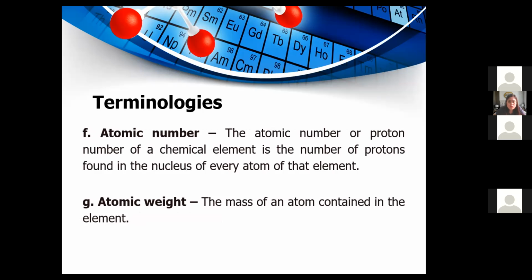Atomic number. The atomic number or proton number of a chemical element is the number of protons found in the nucleus of every atom of that element. So whatever the atomic number is, it is the same as the proton number. Next is atomic weight: the mass of an atom contained in the element. So atomic weight is the mass of the atom in every element, and every element has a different amount of atoms contained inside of them.